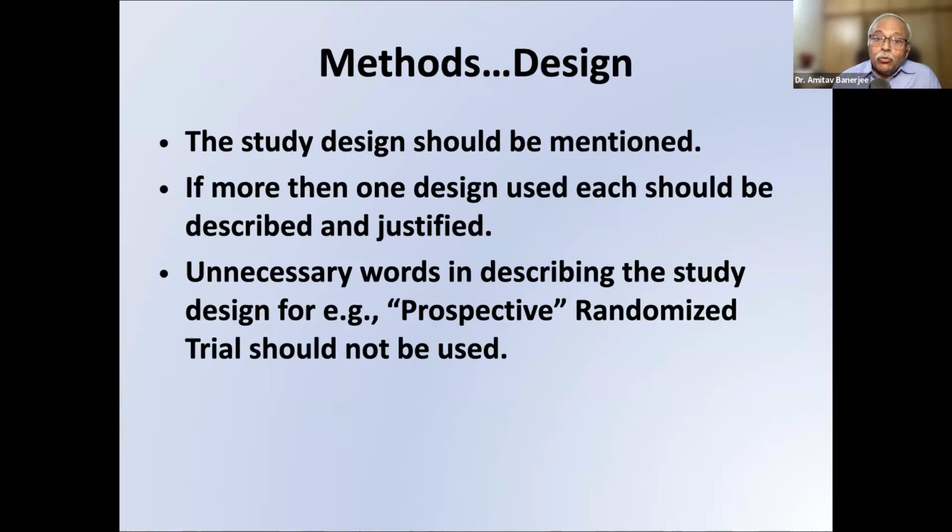Then study design: if more than one design, you should describe and justify it. Say you do a cross-sectional study to find out the diabetics. So that becomes the first part. Then you want to follow up the diabetics for their compliance and other things. So that becomes a cohort study. And then don't use unnecessary words like prospective randomized, because randomized trials are always forward looking. That's a lack of economy of words.